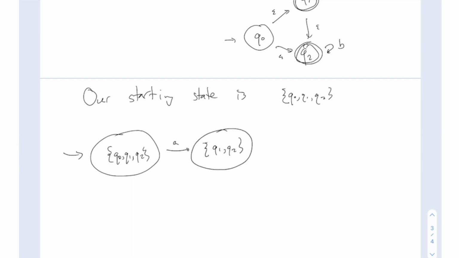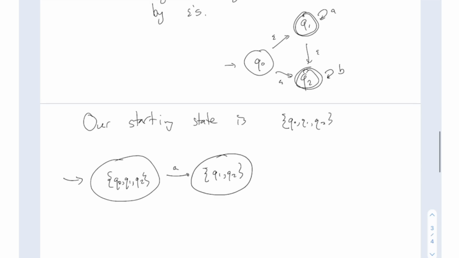That's because you cannot end up in Q0 if you did an A starting from any of those three states. But you can end up in a Q1 or a Q2 if you did an A, perhaps followed by epsilon. All right? Let's just keep on drawing the arrows then. So from the original state, what about B? Which states can you end up in if you start in any of those three and do B?